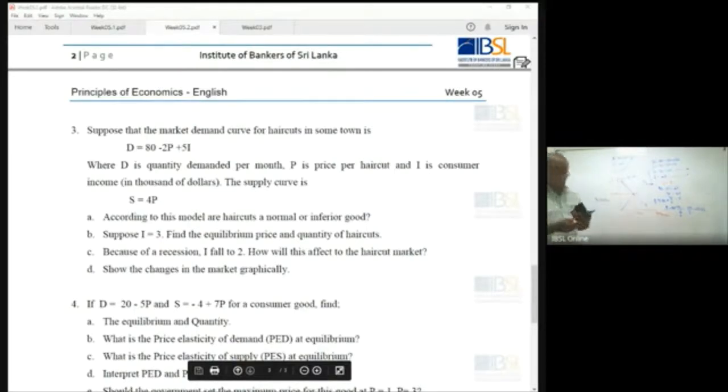Why haircut? In developed countries, a haircut is very expensive, right? $15, maybe nowadays it's much higher, $20, and around 3,200 rupees in the Sri Lankan case. But generally the haircut in Sri Lanka is not that expensive. In my case, of course, I have lots of hair.